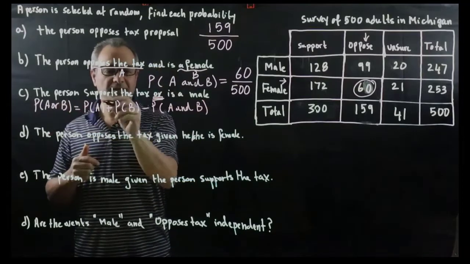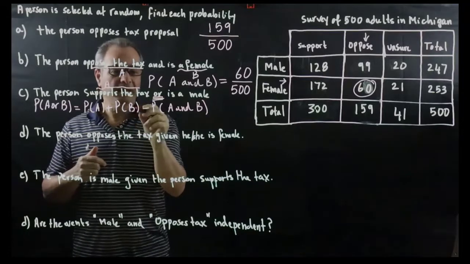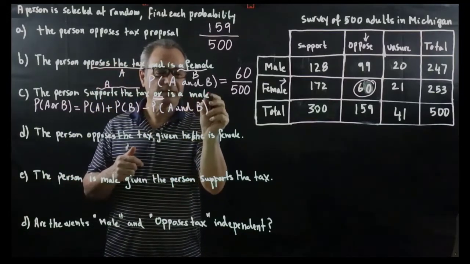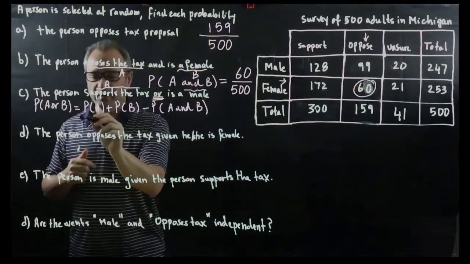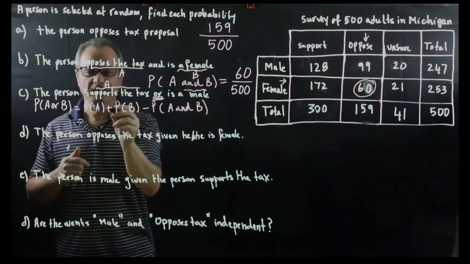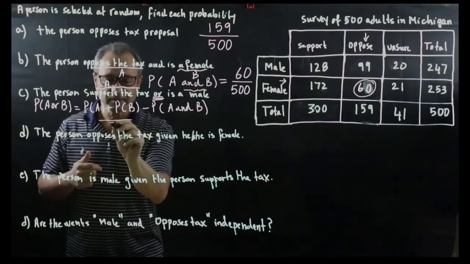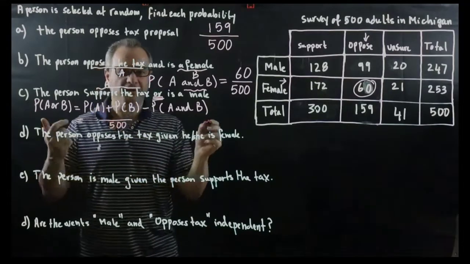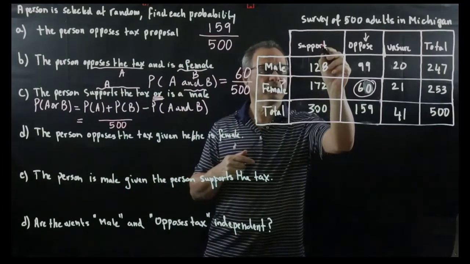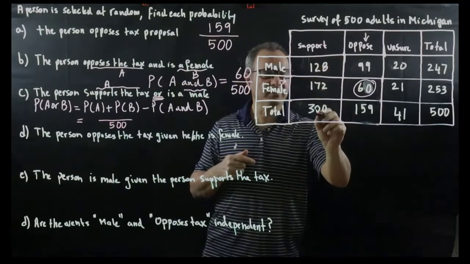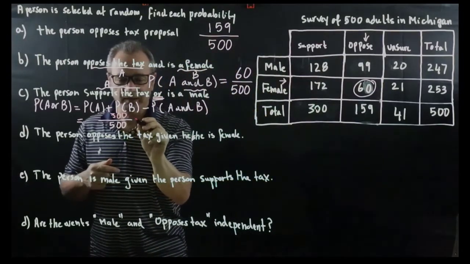So now maybe you're asking what is A and what is B. My A here is supports the tax, that's A. And my B would be is a male, so that's B. Okay. What is the probability of selecting a person who supports tax? Again, the possible outcomes, guys, it's 500, so we're going to divide out of 500. Supports tax. Well, here's the column that contains the support, and what's the total right here? It's a 300, so it would be 300 over 500 plus.